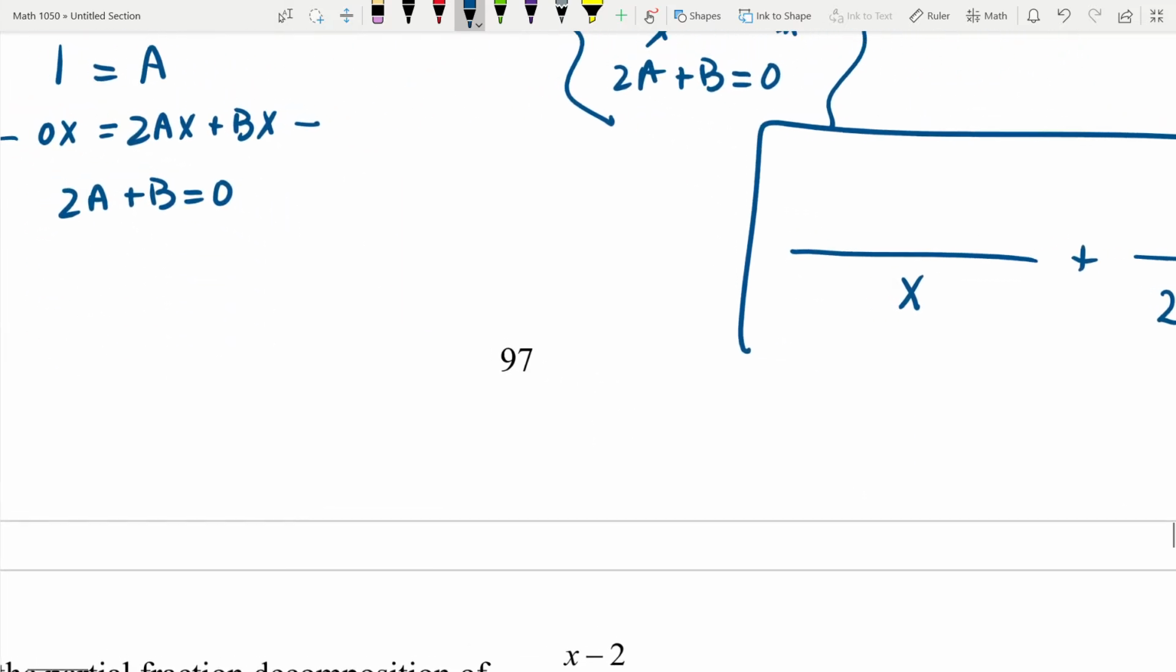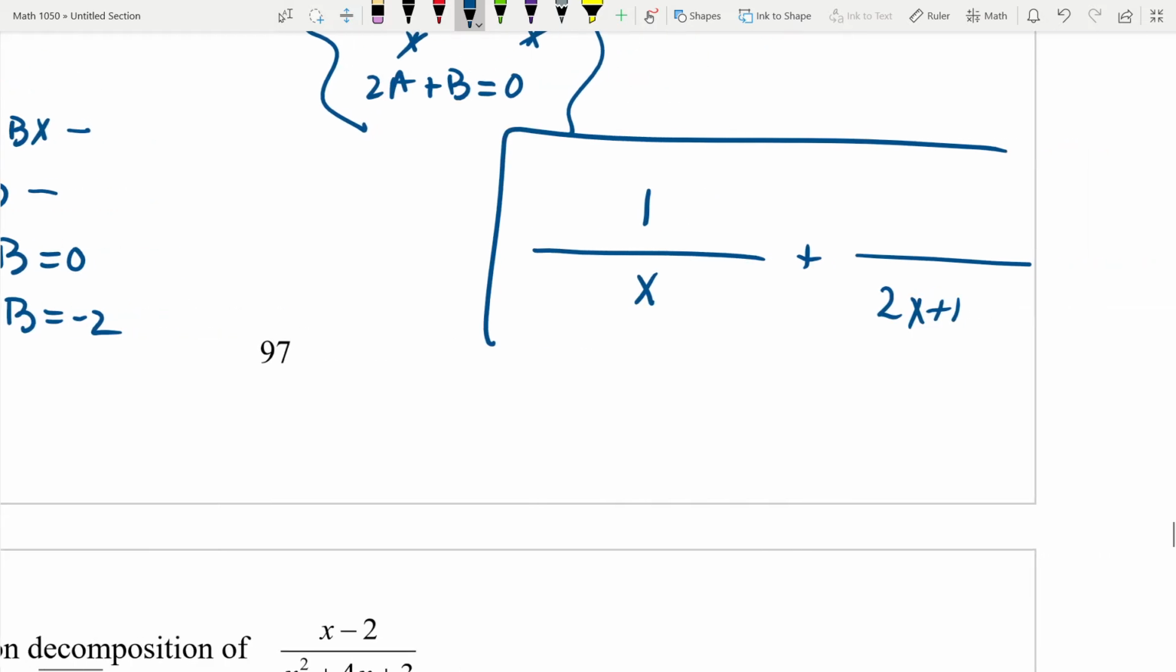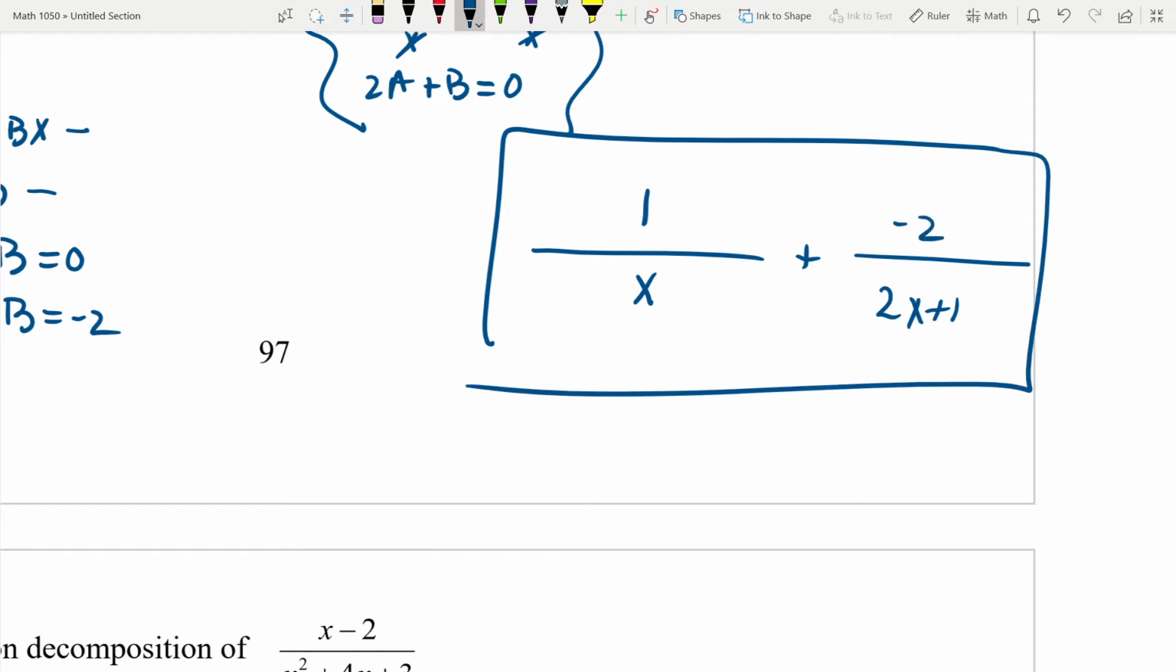Well guys, I know that a is 1, so I'm just going to put a 1 right there. And now I'm going to use this equation right here. I'm going to put a 1 in for a and find my b. So if a is 1, 2 times 1 is 2, plus b equals 0. Bring my 2 over, I get b = -2, and that's my answer. I'm literally done with the problem, okay?